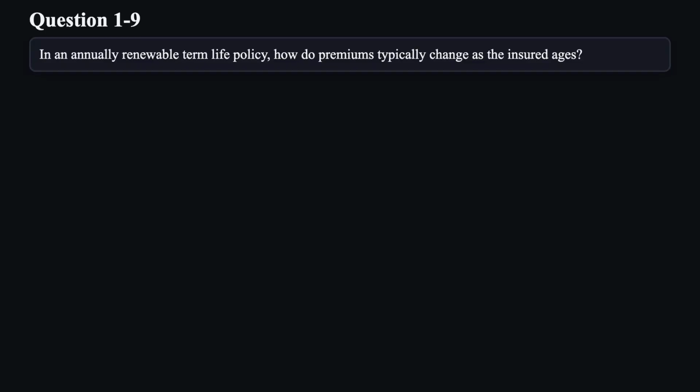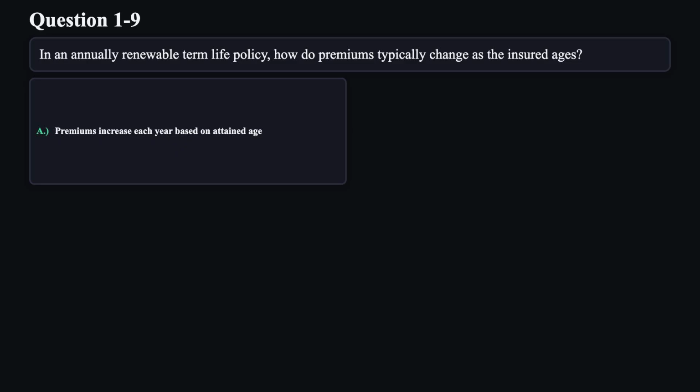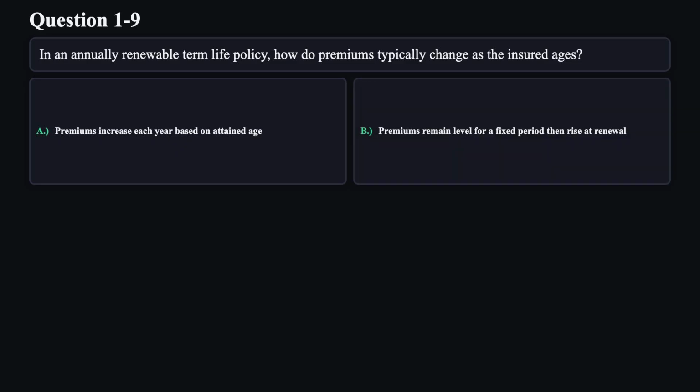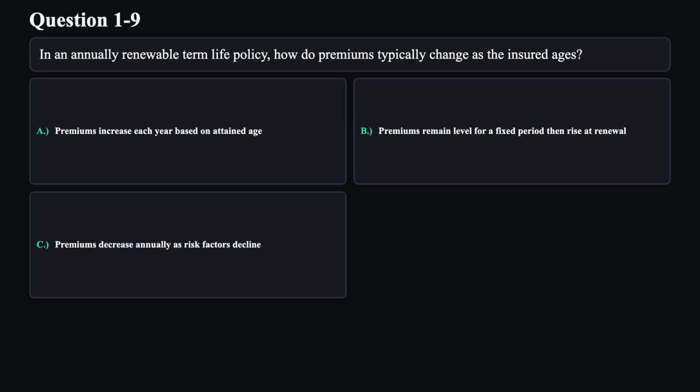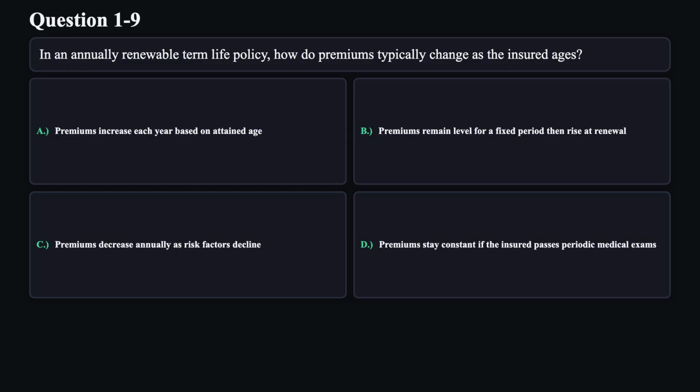Question 9. In an annually renewable term life policy, how do premiums typically change as the insured ages? A. Premiums increase each year based on attained age. B. Premiums remain level for a fixed period then rise at renewal. C. Premiums decrease annually as risk factors decline. D. Premiums stay constant if the insured passes periodic medical exams.